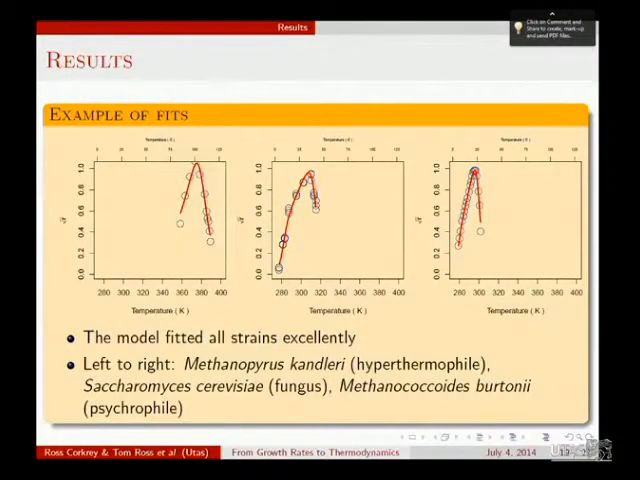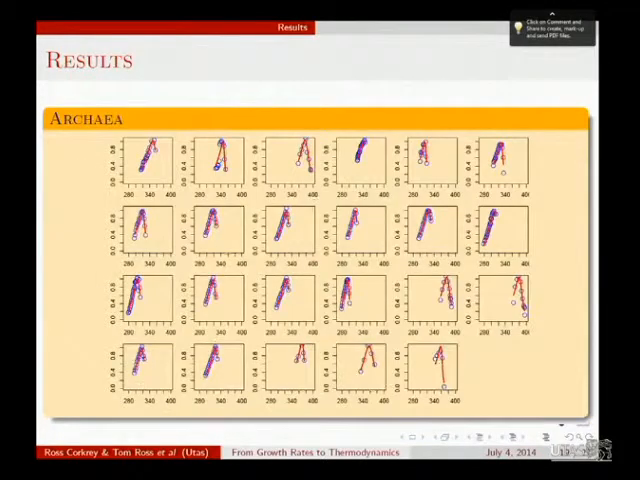These are some examples of the fits. It's on the square root scale, but you'll notice this is for the hottest organism known. It grows at up to 120 degrees. Good fit. And as you see, it doesn't like going to cold temperatures below 80. Here's a psychrophile. It also fits very well. It likes cold temperatures. And this is a fungus, which fits quite nicely.